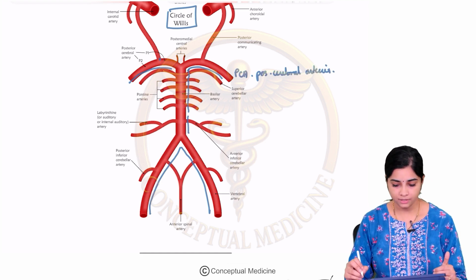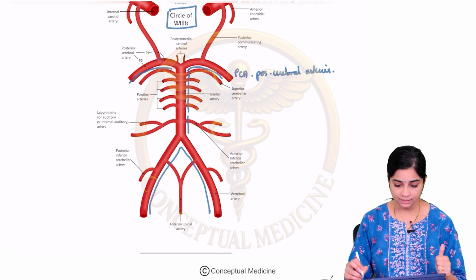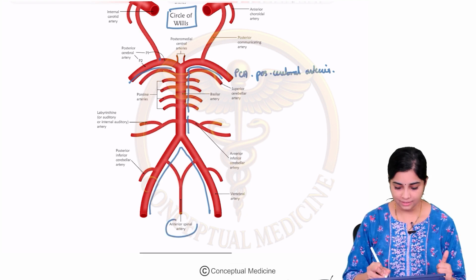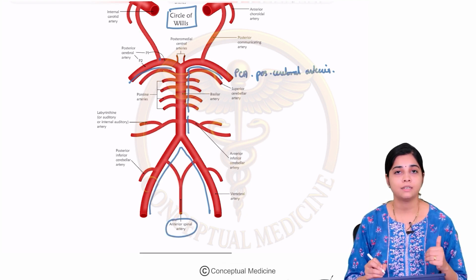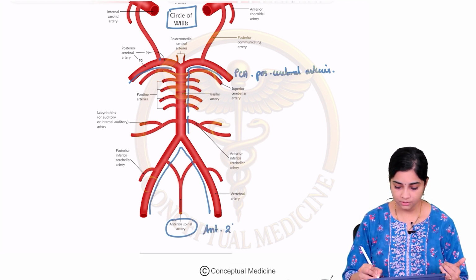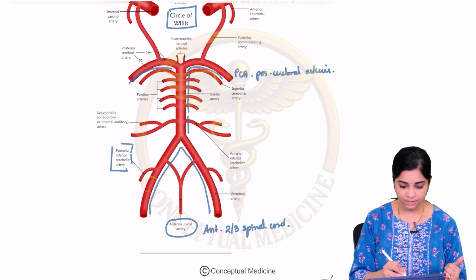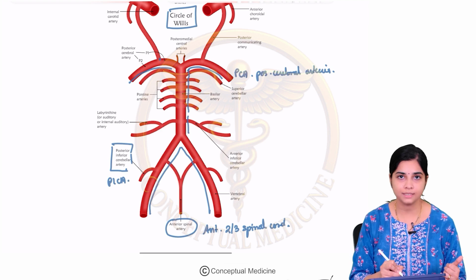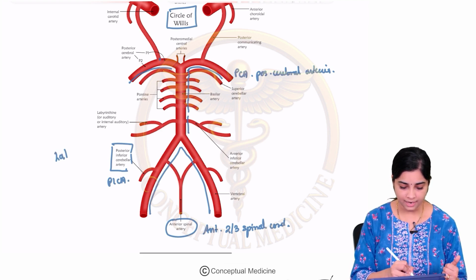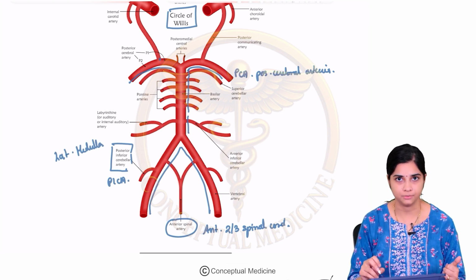Arising from the vertebral artery are other branches. What are the other branches? You have the anterior spinal artery, which goes downwards and supplies the anterior two-thirds of the spinal cord. Then you have the posterior inferior cerebellar artery, which is your PICA. The PICA supplies the lateral part of the medulla.